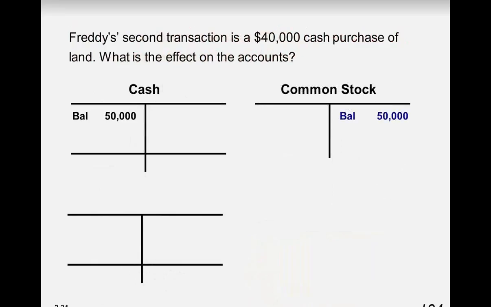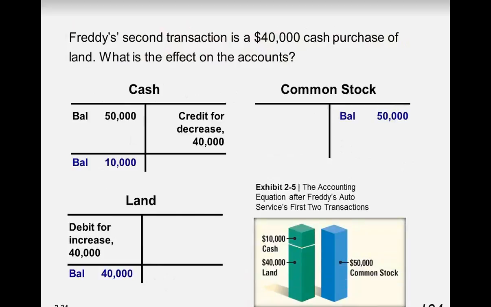They had the $40,000 purchase of land. So now we have land, and we got $40,000 in land. Land is an asset. Assets increase on the debit or left side. Cash would be decreased. Okay.